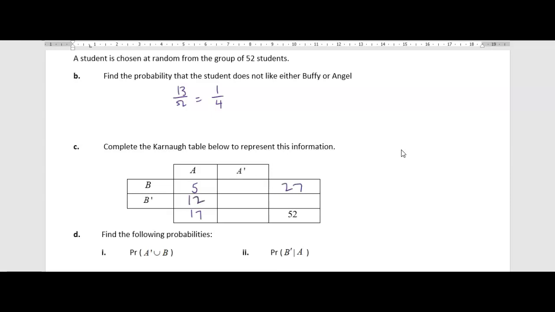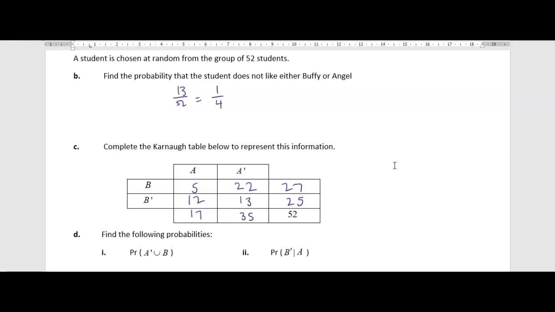I love two-way tables more than Venn diagrams, but some students like Venn diagrams more. So 27 plus what gives you 52? 27 plus 27 is, oh, not 52, sorry, it's 54. 27 plus 25 gives you 52. Remember your columns and your rows have to add up. So that's going to be 13 there, and then that's going to be 35, and good, that adds up to 52 on the bottom.